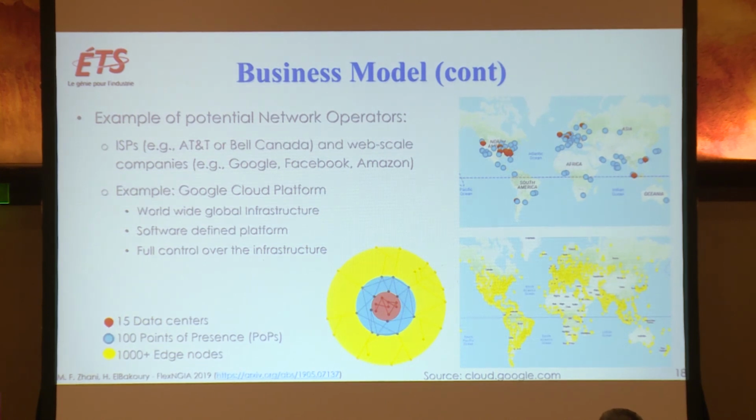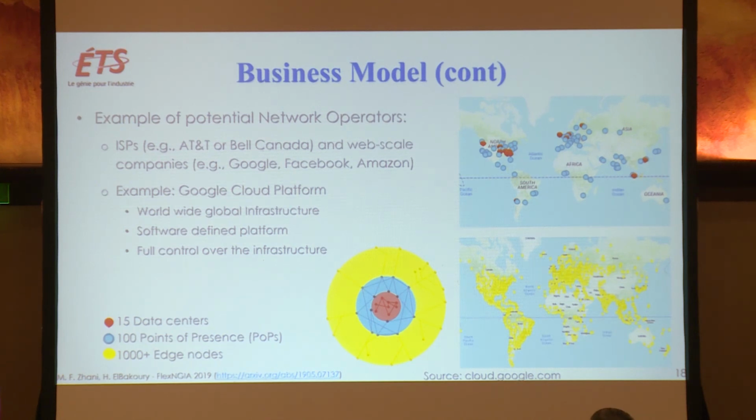So I'm providing here some examples of network operators that can offer such a service. Of course, popular network operators like AT&T or Bell Canada can offer this if they have computing resources. But we can easily see that web-scale companies like Google, Facebook, and Amazon already have such infrastructures. And I'm giving here the example of the Google Cloud Platform, which is a worldwide global infrastructure that's software defined. So everything is controlled using software.